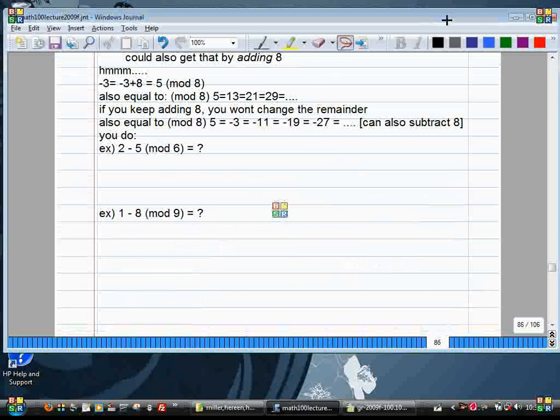Okay, so yeah. The first one is... yeah, and how'd you get that? Subtract 5 from 2 and you get negative 3. Uh-huh. And add a 6. So negative 3 plus 6. Right. And that's your answer. There you go.